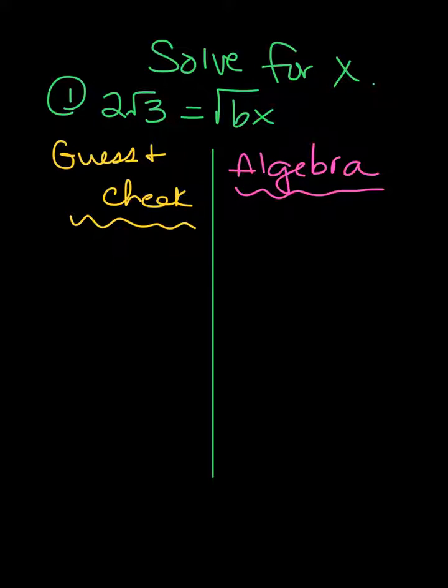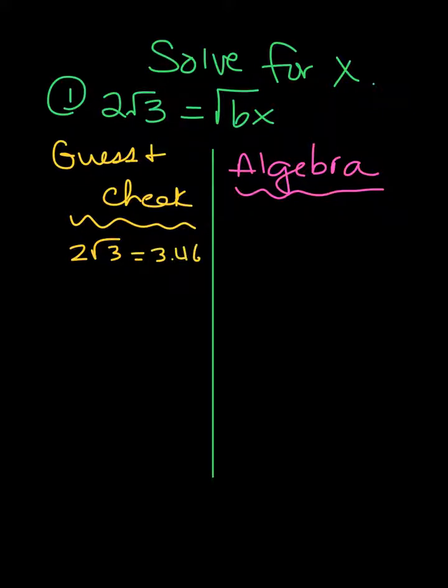I could do two methods. I could do a guess and check, or I can solve it algebraically. So I have 2 root 3. I'm trying to make that value equal to the square root of 6x when I find a value for x. So let's just start with a guess and check. So the first thing I'm going to do is 2 root 3. I'm going to put that into my calculator, and I get about 3.46.